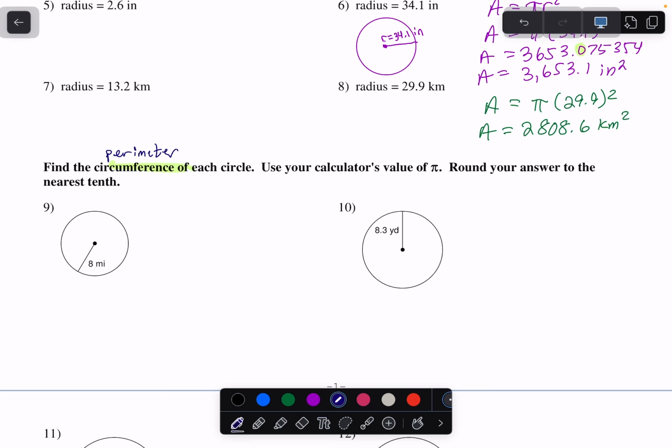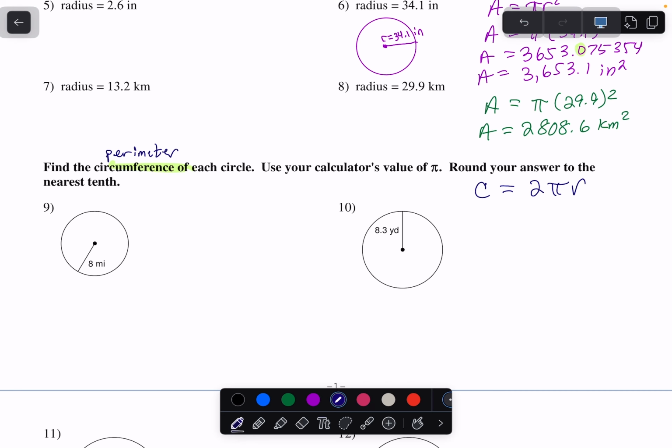If you were to take a string and wrap it around like we wrapped it around the tree, that's what we're talking about, the distance around the edge of the circle. So it's a string, it's a length. We don't need square units anymore. We just need regular old units. So the formula, please write down, that you have for reference is that the circumference is 2 pi r.